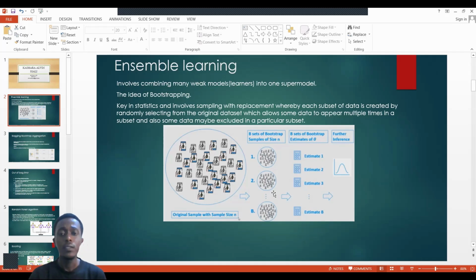So in these samples, which you could also think of as bootstrap samples, since it's sampled with replacement, there's room for data points appearing multiple times in each subset, and there's also room for a subset missing out on some of the data points.